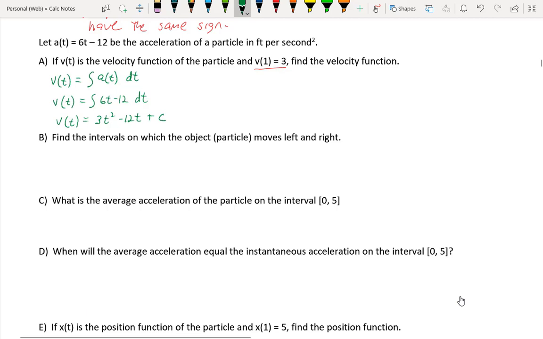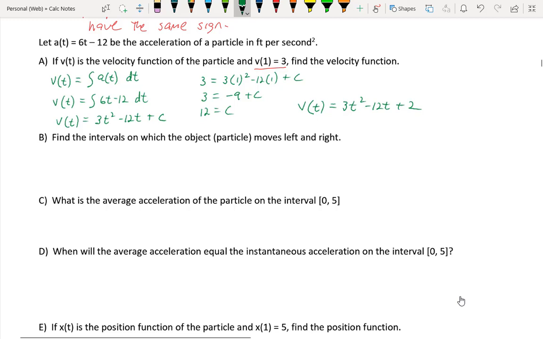And now I can plug in. So I can plug in 3 for v of t and 1 for t. So that's going to be 3 times 1 squared minus 12 times 1 plus c. So we're going to end up with 3 equals 3 minus 12, this is negative 9 plus c, and if you add 9 you get 12 for c. That's interesting. Okay, so v of t, which I'm assuming we're going to need later for something else, is going to be 3t squared minus 12t plus 12. Alright, that's our first piece.